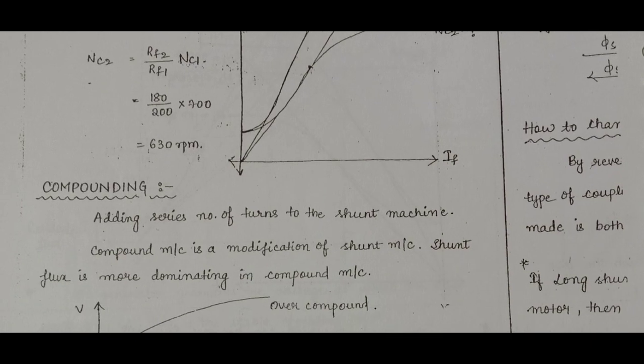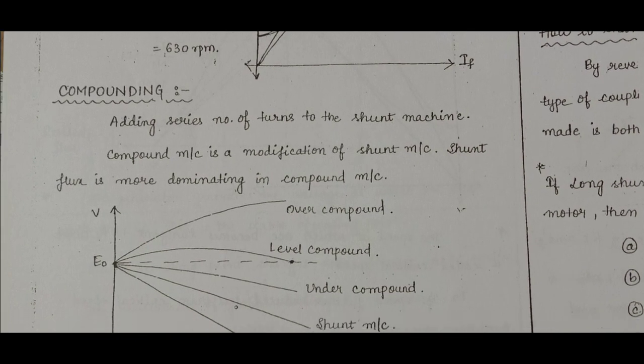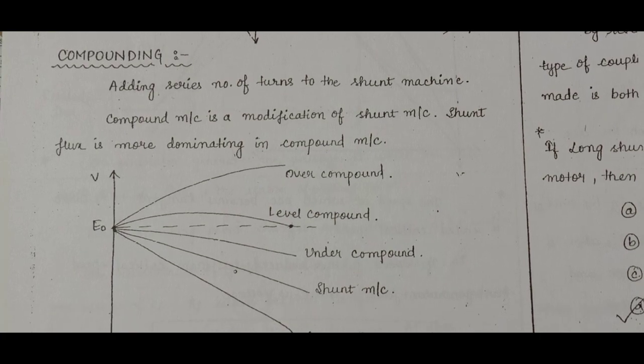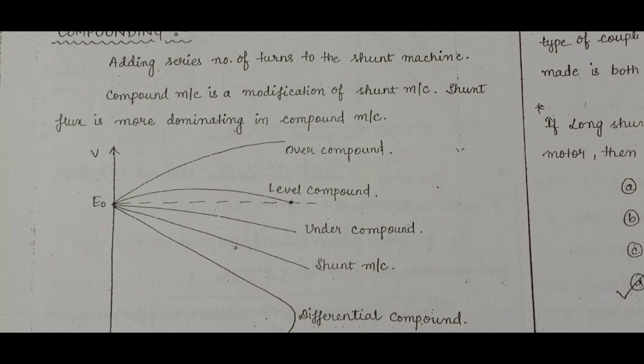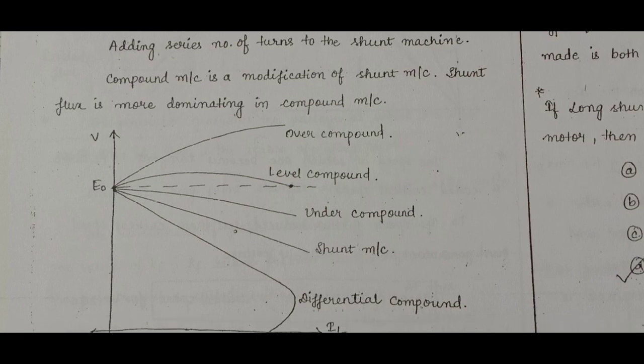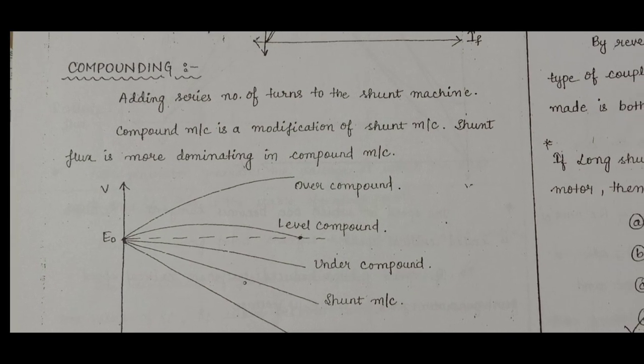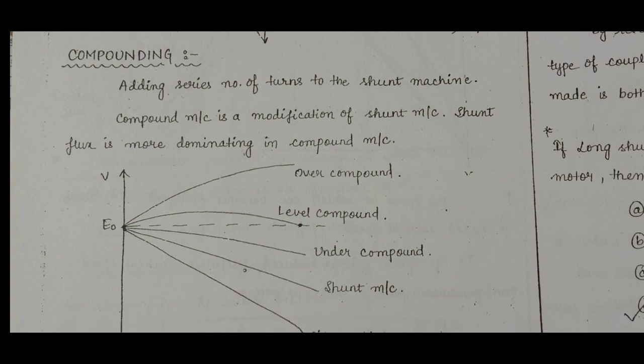So the compounding means adding series number of turns to the shunt machine. A compound machine is a modification of the shunt machine. Shunt flux is more dominating in a compound machine. Here compound machine means adding series turns to the shunt machine in a classification. So the compound machine is explained now. We explained shunt and series machines earlier, and now a compound machine.